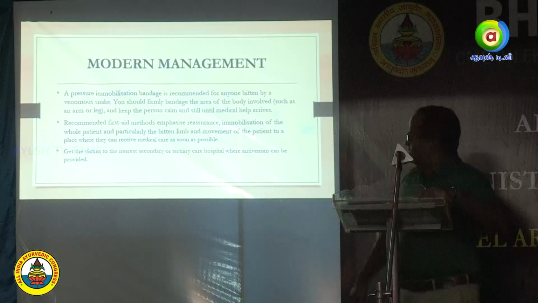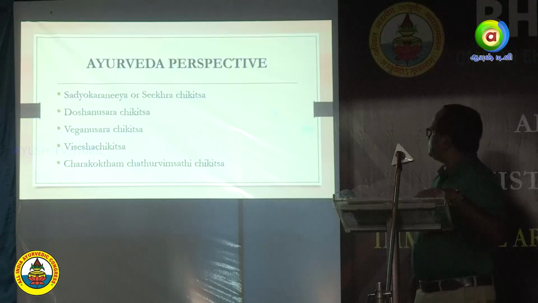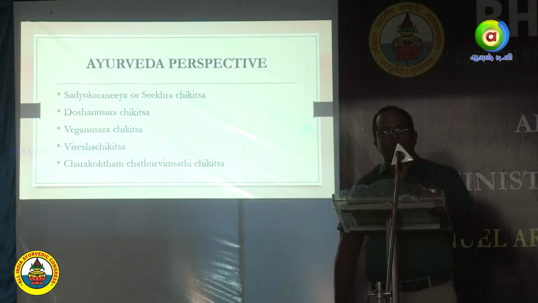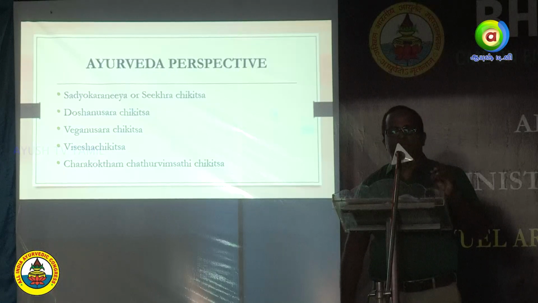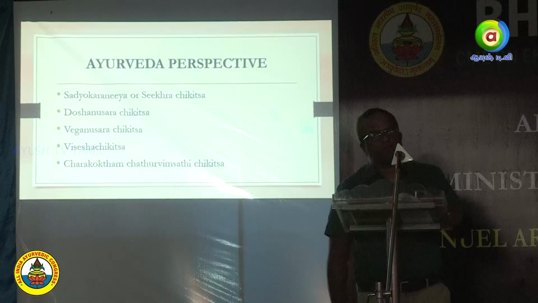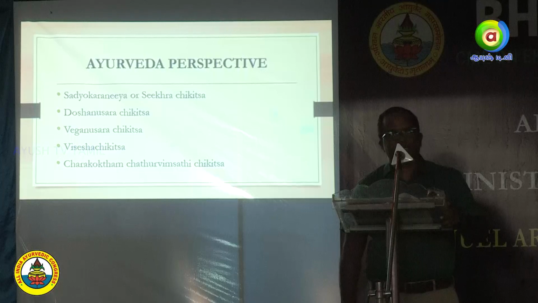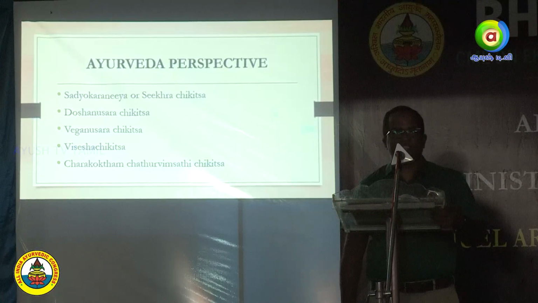So the treatment will be next. In modern medicine, we have to prevent the further spread. We have to assist the patient to the nearest hospital where anti-snake venom is available. There are two types, polyvalent anti-snake venom and monovalent anti-snake venom. The doctor who is treating has the skill to fix the dosage of anti-snake venom, whether 20 vials are enough or 40 vials are enough.